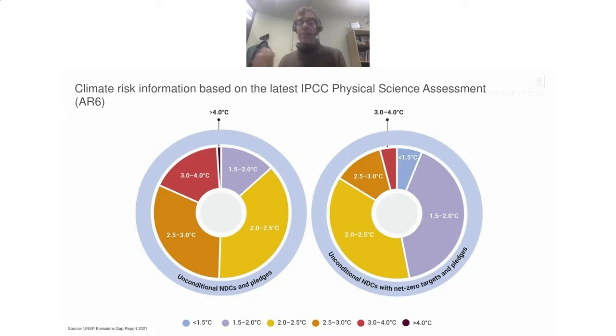But you can see if people commit not only to the NDC commitment, but they also commit to the net zero targets and do deliver on those, then there's a good chance we will be able to keep temperatures below 3 degrees. So what I tried to do was to give the delegates an idea of what the uncertainties were that came from their different commitments.